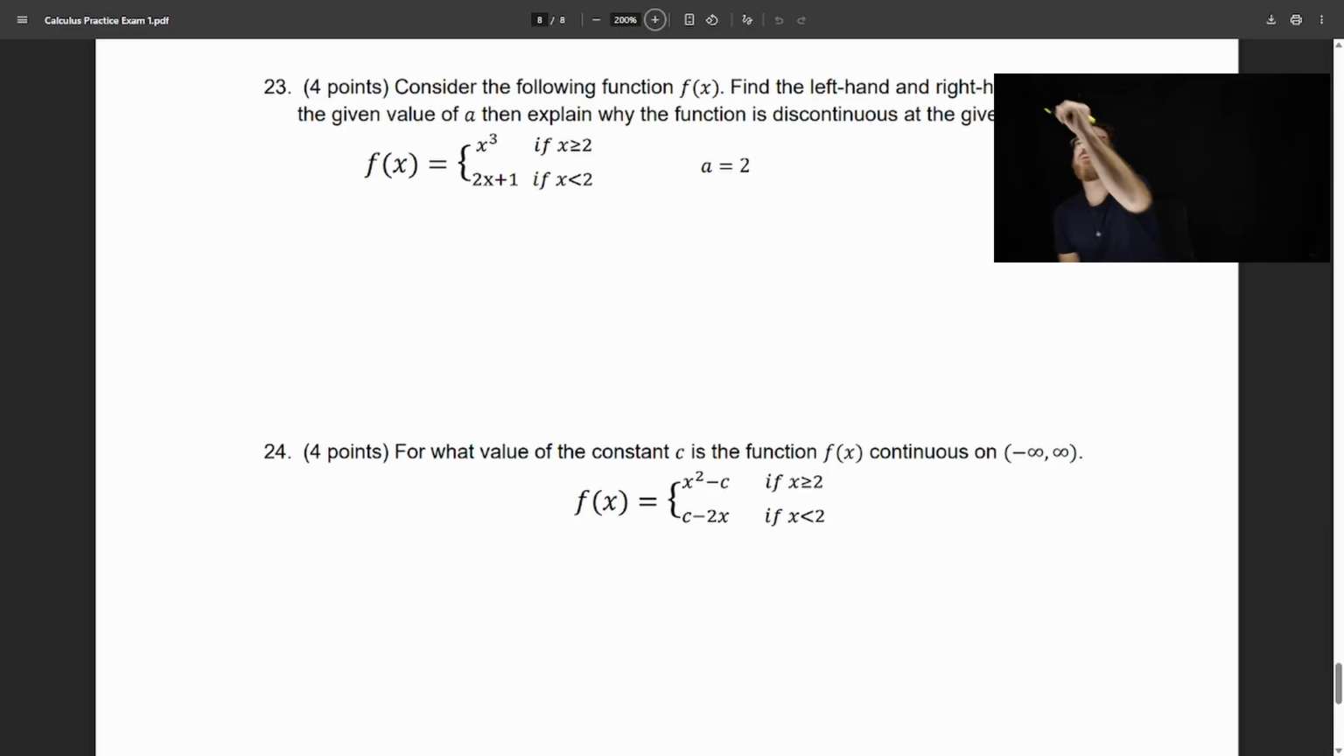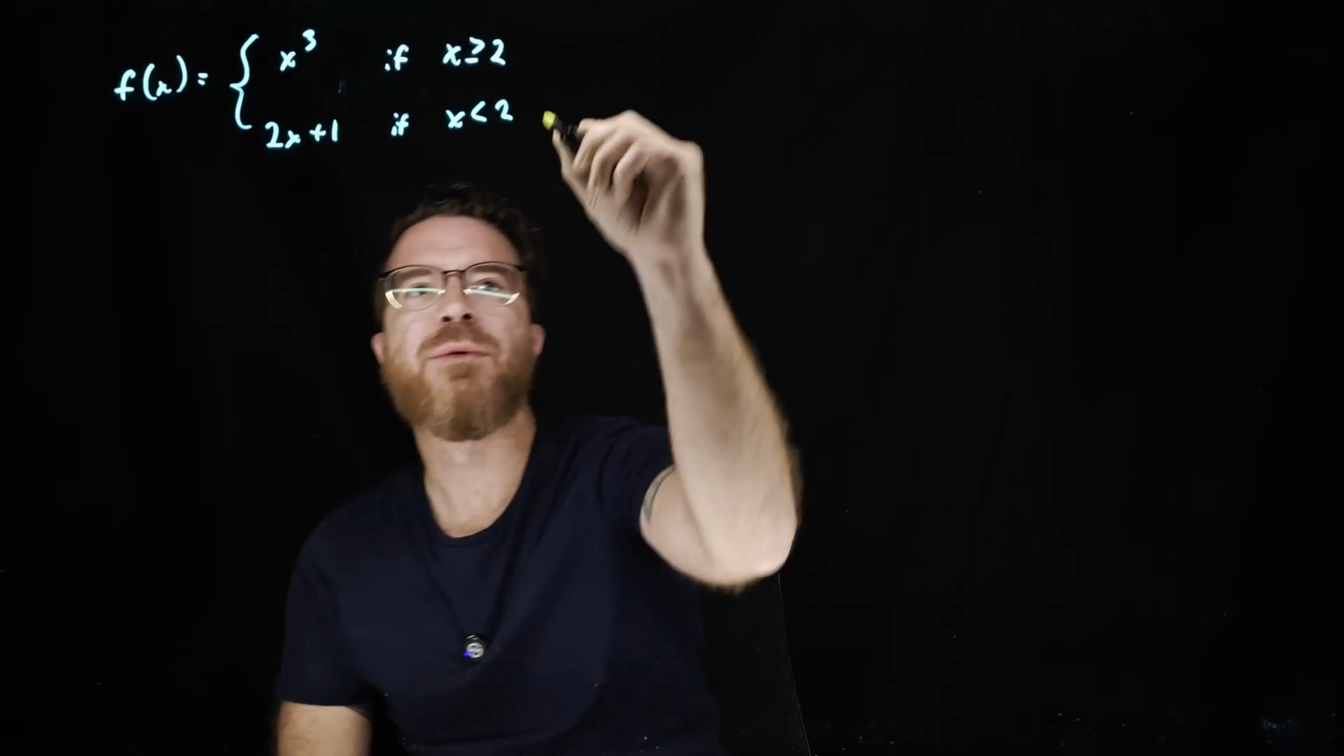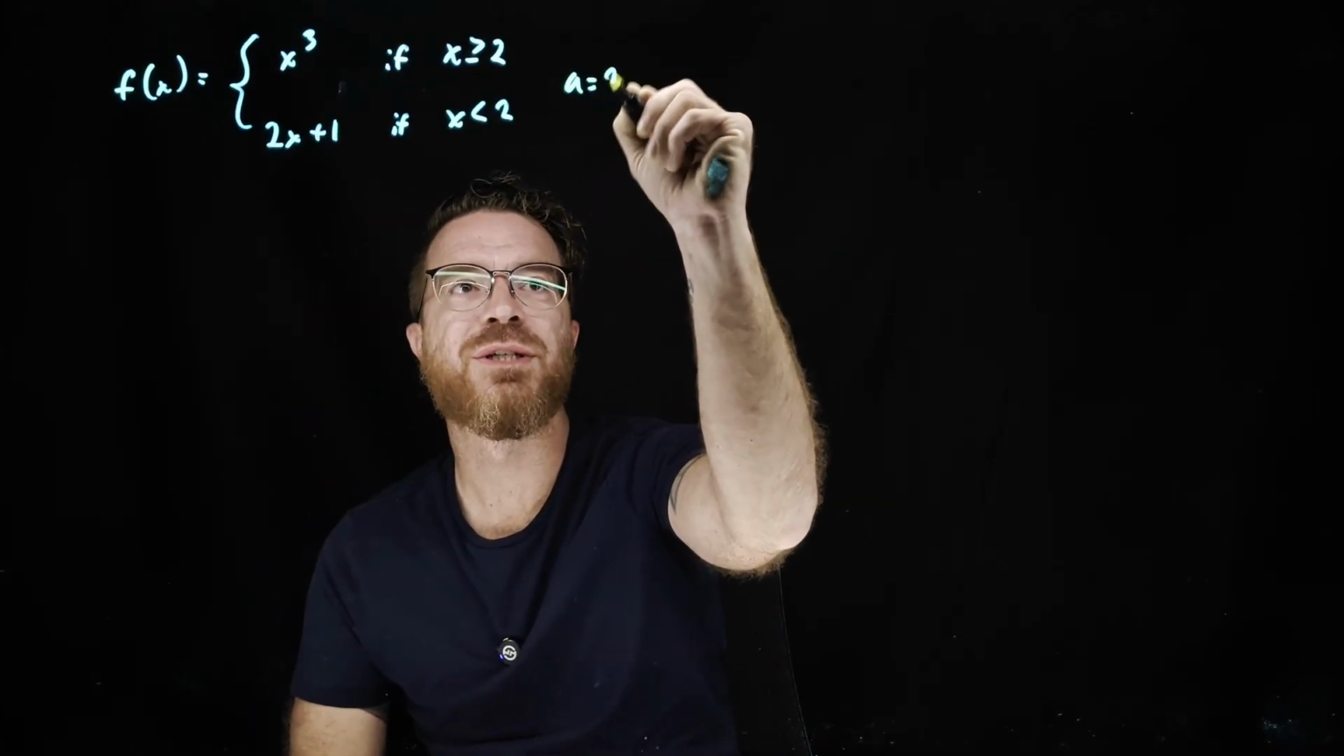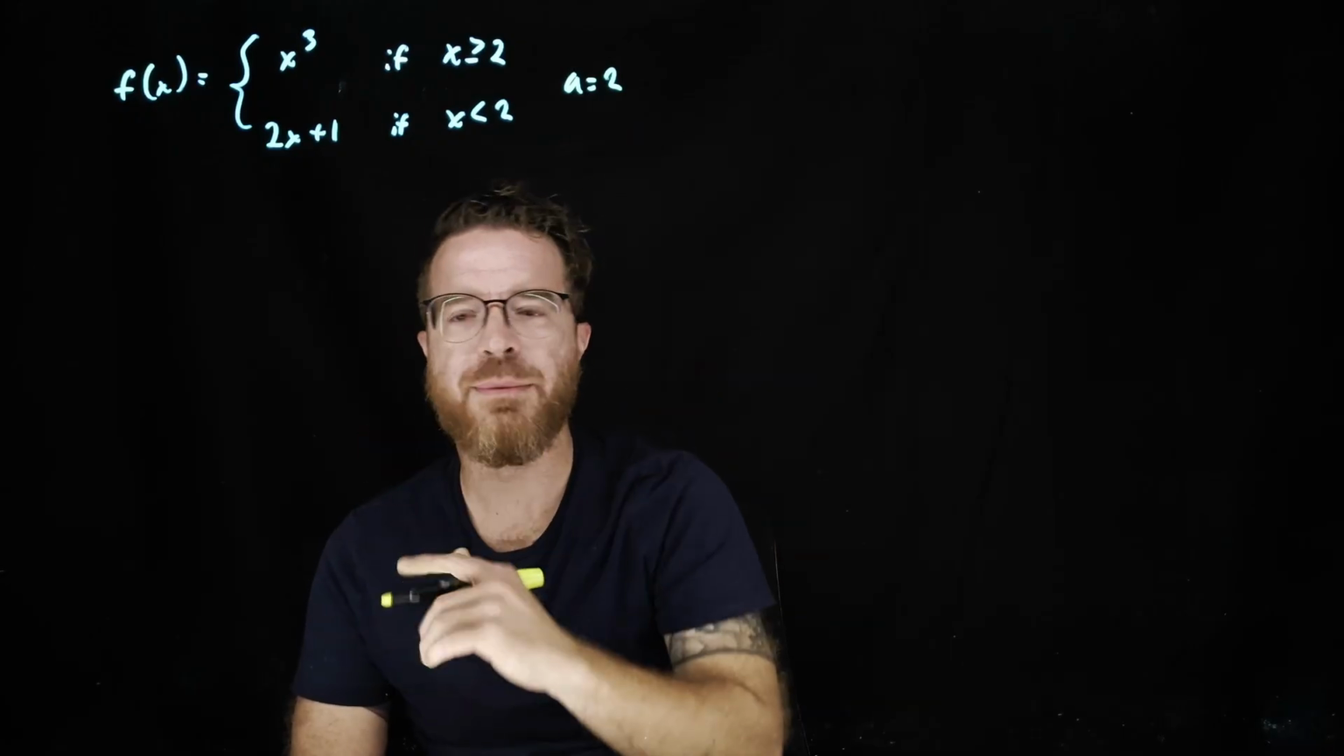For our next function, we have f of x equal to x cubed if x is greater than or equal to 2, and 2x plus 1 if x is less than 2. So we have a piecewise function, and we want to look at our left-hand limit and our right-hand limit and determine what the limit is or explain why it's discontinuous. By the way, for this one we have a equal to 2. That's our point that we're doing our limit at.